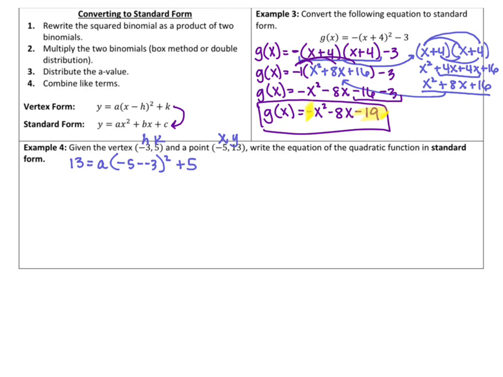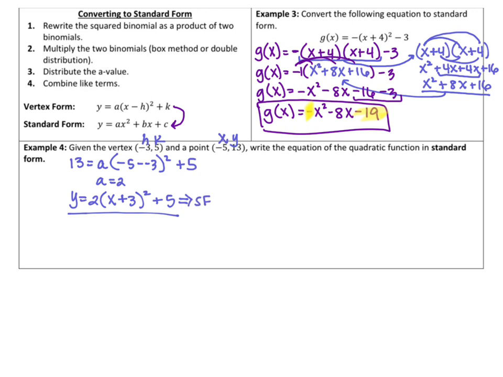Now I'm going to use nsolve to solve for my a value. I found that a was 2 when I plugged it in, right? Remember, you have to put comma a, otherwise it's not going to solve for you. Now that I know that a is 2, I can rewrite in vertex form, doing y equals 2 parentheses x minus a negative 3, or I can just put plus 3 parentheses squared plus 5. That's vertex form. And now from vertex form, I want to go to standard form.